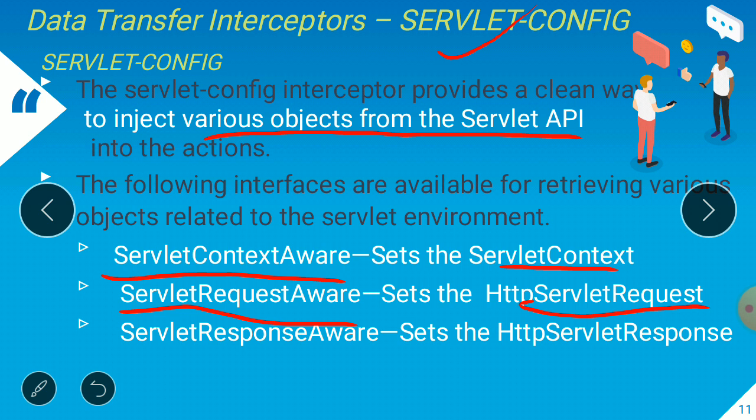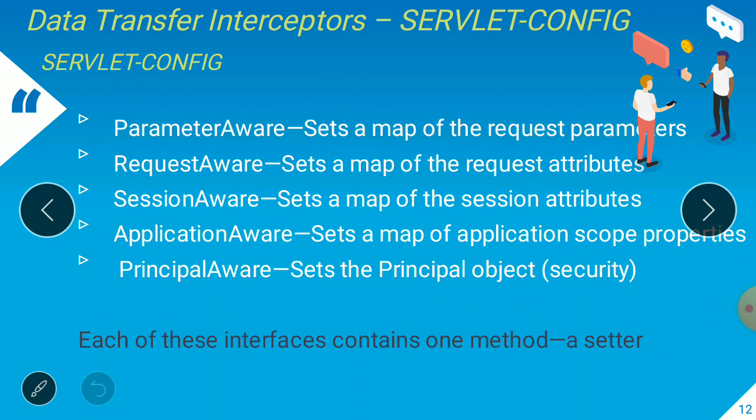So similarly, for every servlet object, we have equivalent servlet configurations. Okay, so in this way we can bring that servlet API to our Struts. So each of these interfaces contains one method called a setter. Setter nu oru method irukum. Using only that method, these interfaces are set to the Struts too.